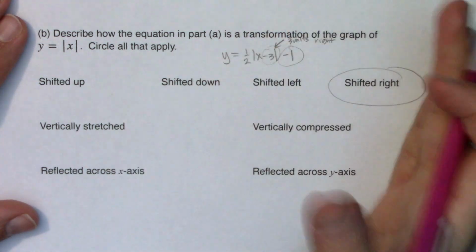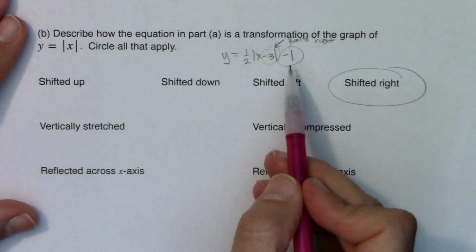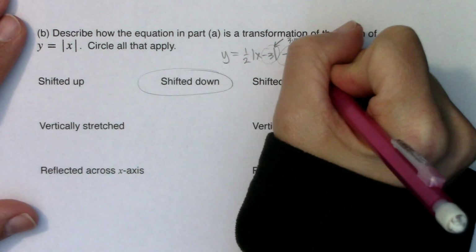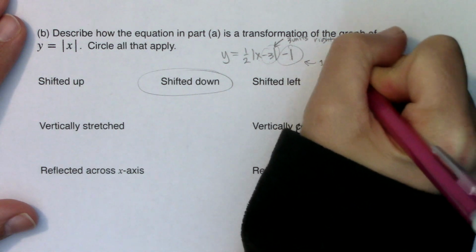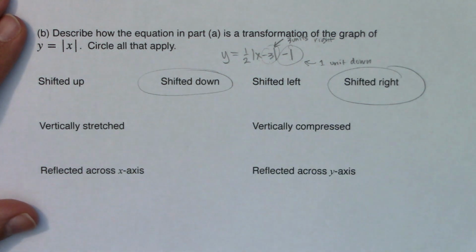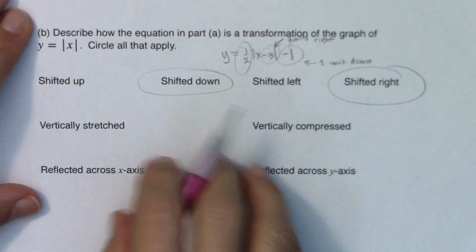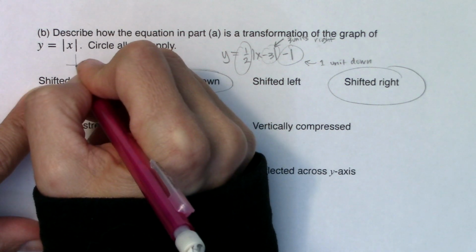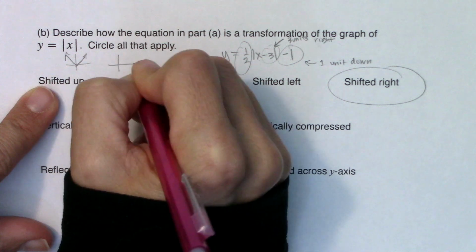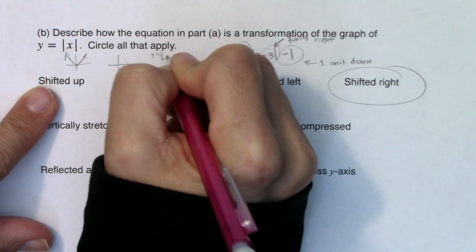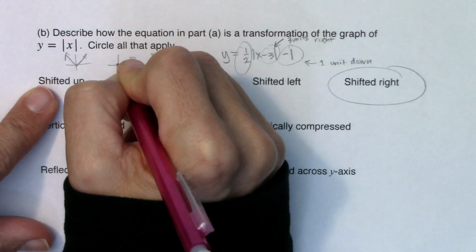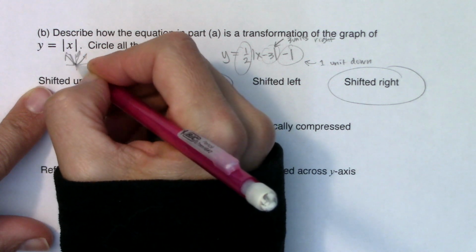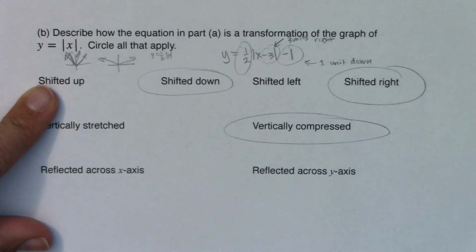This 1, because it's outside of the grouping symbols, it's actually going to change your y values. And because it's negative, it's going to shift down. So this is going to be 1 unit down. All right, and then that 1/2, because it's less than 1, it's actually going to flatten the V, right? So if the absolute value of x looked like this, if I was going to do half of the absolute value of x, it's going to be flatter, right? It's not going to be stretched vertically. It's not going to be a skinnier V. It's going to be a flatter V, so we're going to vertically compress it.